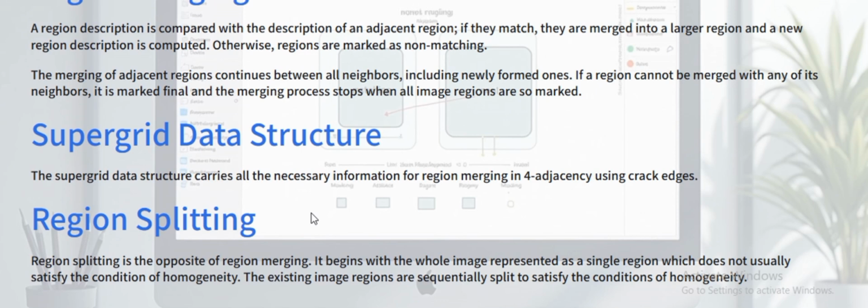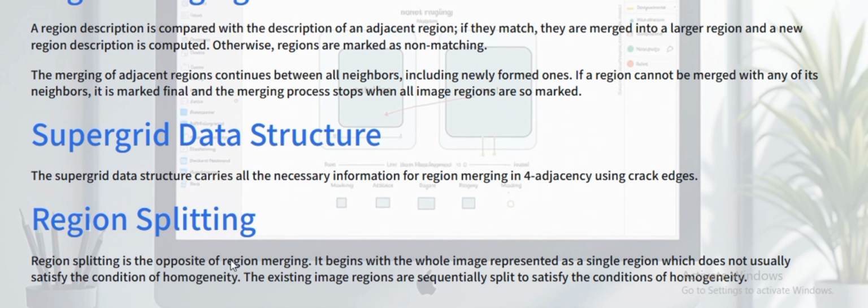Next is about the supergrid data structure. It carries all the necessary information for region merging in 4 adjacency using crack edges. Those edges which have certain cracks, right? So those regions are being merged. That is called the supergrid data structure.